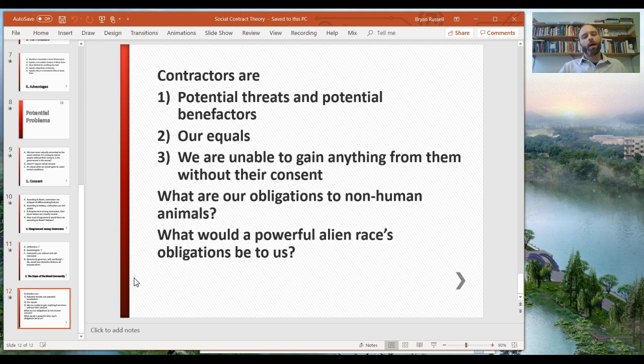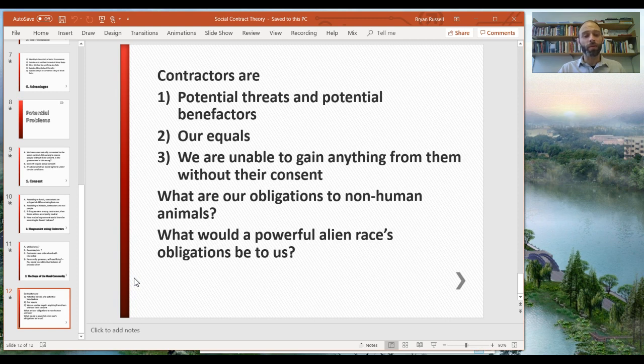But a problem arises. What would a powerful alien race's moral obligations be to us should they encounter us? Now, you might think this is a very far out scenario, but it gets to the heart of a potentially big problem with social contract theory, and that is this problem that might can make right. So imagine a powerful alien race comes to Earth, and they want to farm us all in a sort of factory farming system, similar to the system we use for cows or pigs or ducks or whatever. How could we try to convince them not to do that to us?